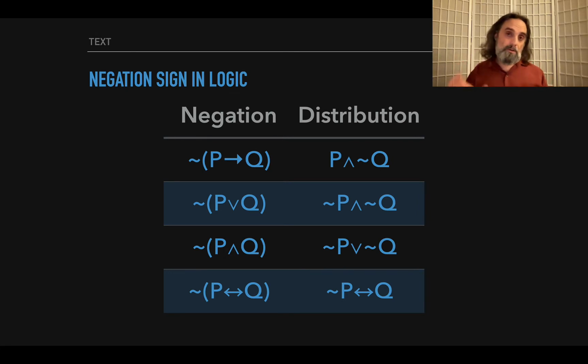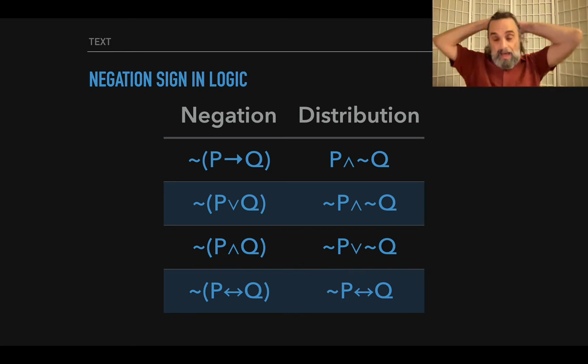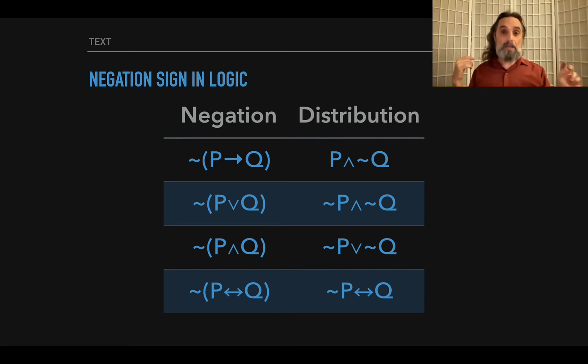Negation of P if and only if Q. Well, P if and only if Q, that's true when P and Q have the same truth values. So the negation of P if and only if Q, that's true when they have different truth values. Well, another way of saying that is to say that not P is true if and only if Q is true. P is false if and only if Q. And so we just move the negation inside and put it on one of the 2 pieces of the biconditional.